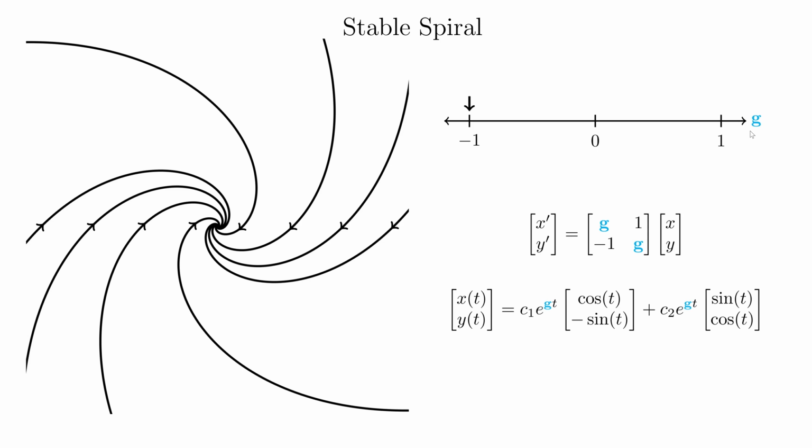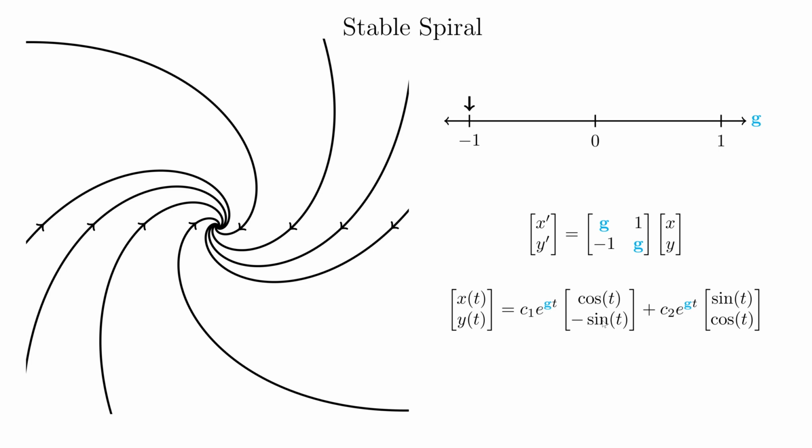I call the parameter g, and the matrix I'm using is g, 1, negative 1, g. And so that g is controlling the exponent on the e to the gt. And so if g is negative, that's going to be stable. But if g gets closer and closer to 0, then it's going to be less and less contracting into the origin. It's going to be less and less attracting.